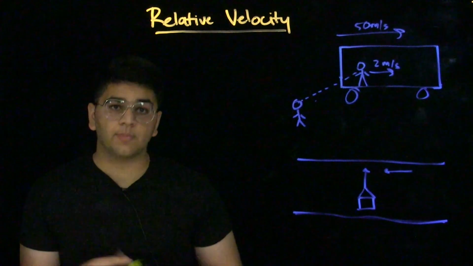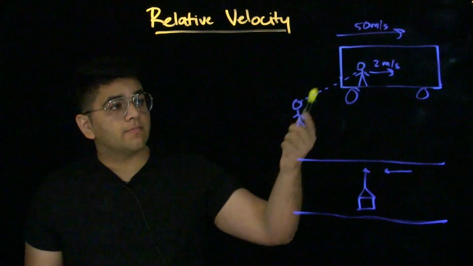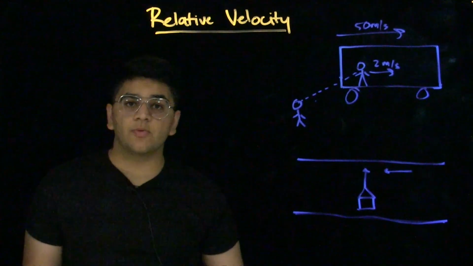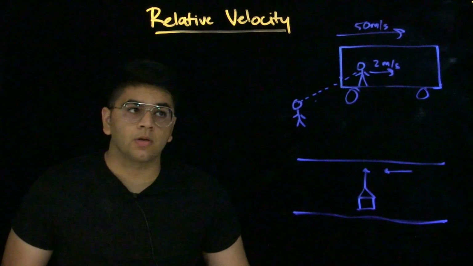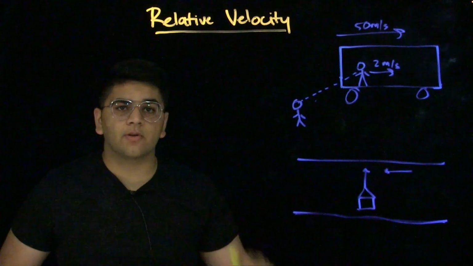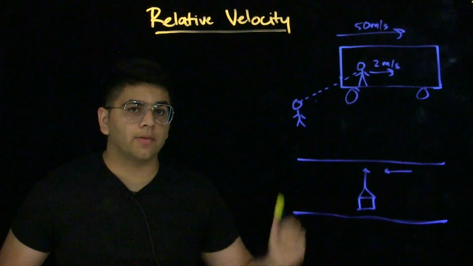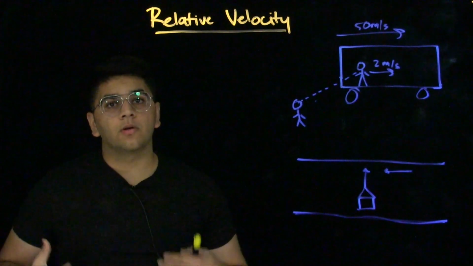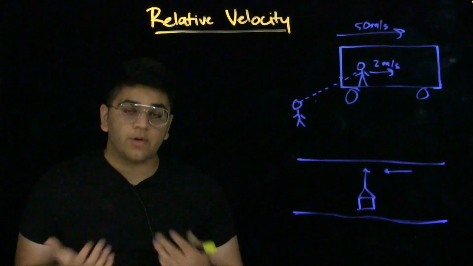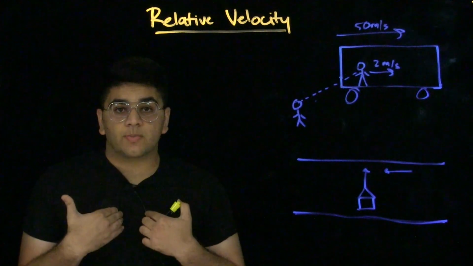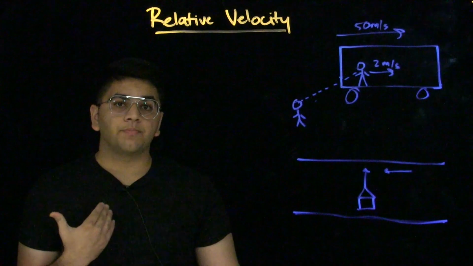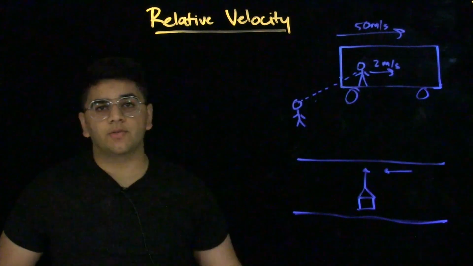So for our first example, let's say we have someone walking on a train at 2 meters per second, and the train itself is moving at 50 meters per second. And let's say we have a friend that's on the train tracks waving to our friend in the train as he's walking by. Now, to the person on the train, if the person didn't know that the train was moving, to his perspective, he's walking at 2 meters per second. But he cannot consider the motion of the train.